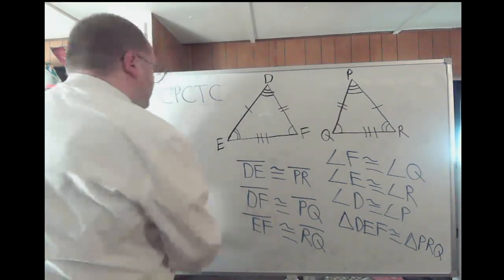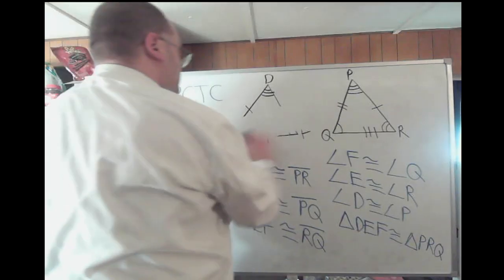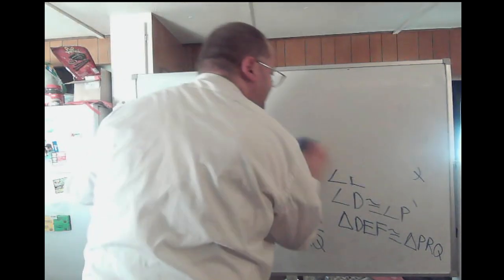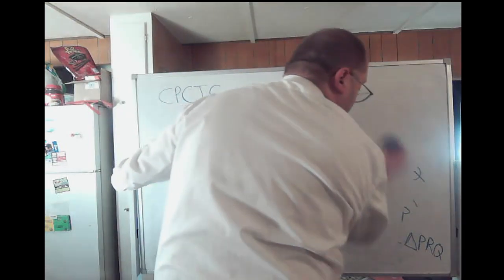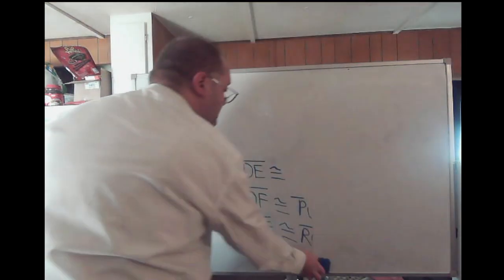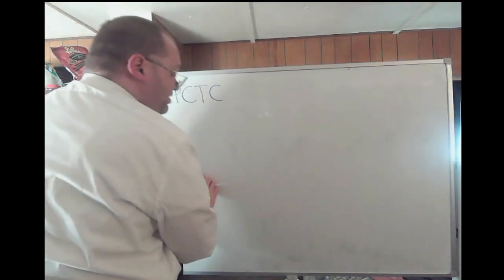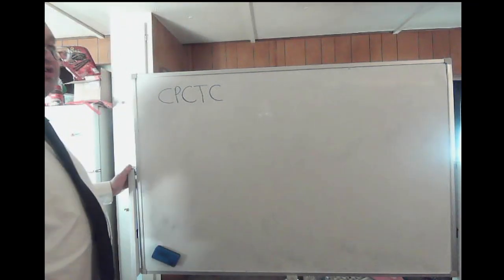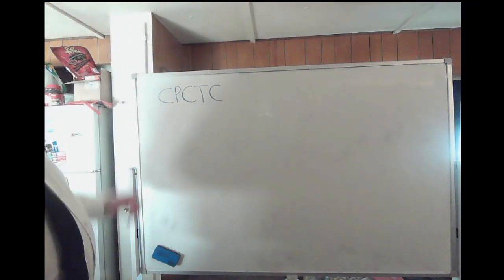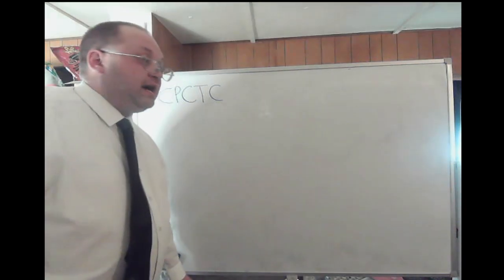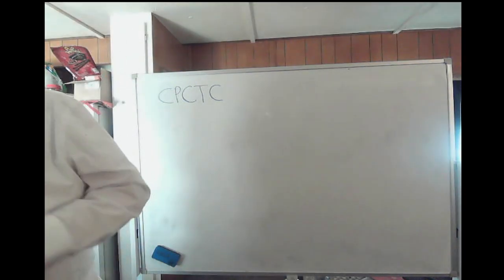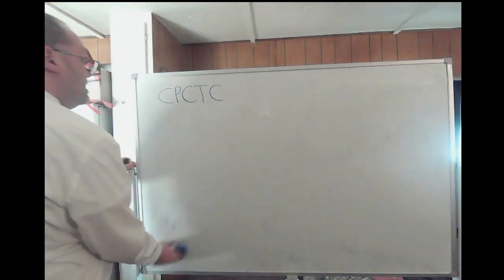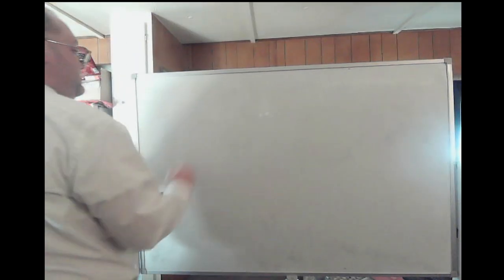And I got more examples here. I'm going to leave that CPCTC up there. That does come in handy. Now, when we get into geometry, we'll learn methods for telling how triangles are congruent. There's a lot of methods to tell it. We're not going to do it in this course, but we will in geometry.